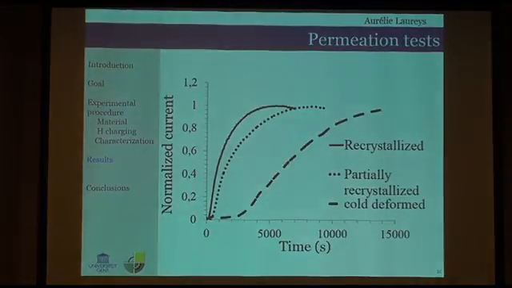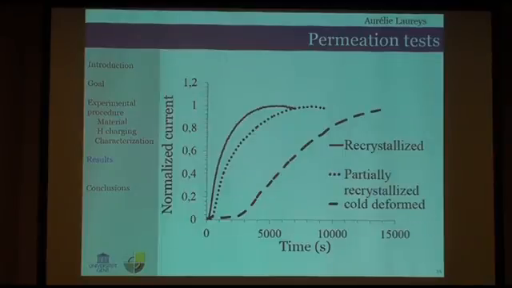Then the results of my permeation test. So here you have the current as a function of time. What you see is that for the recrystallized material, hydrogen passes really quickly through the sample, and with partially crystallized, it's retarded a little bit. But for cold deformed material, the breakthrough time is increased, and also the slope of your curve is lowered, so it takes hydrogen a longer time to get through your sample.